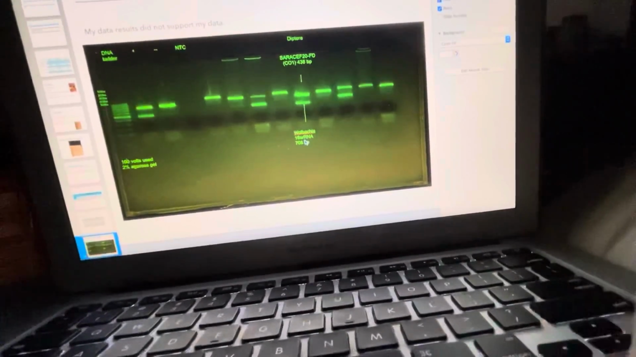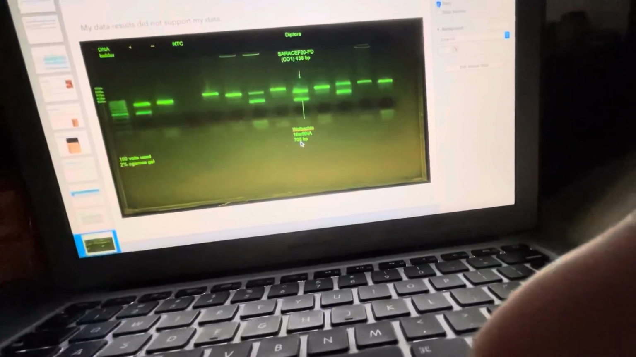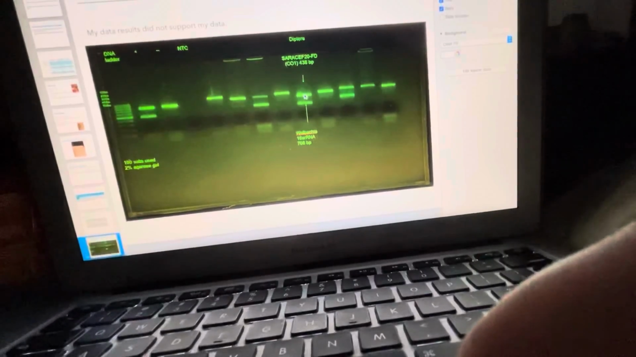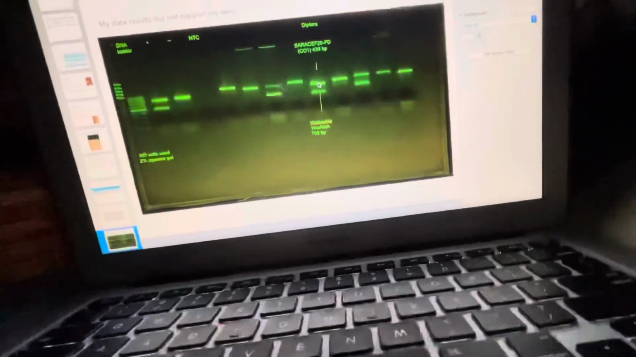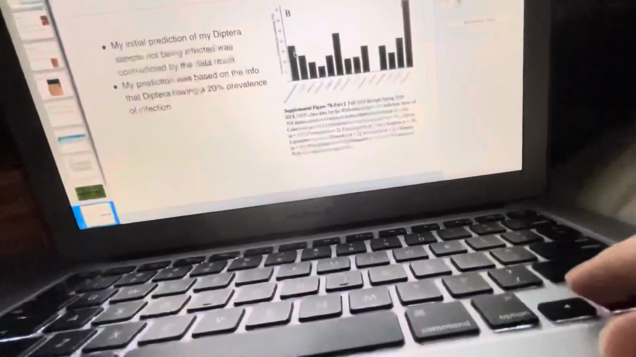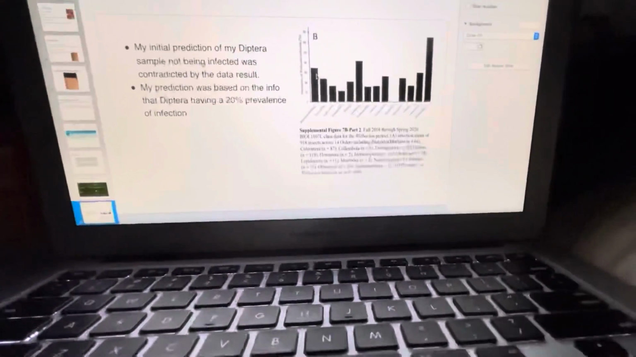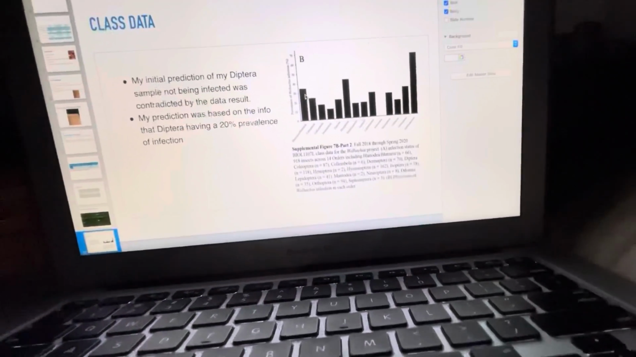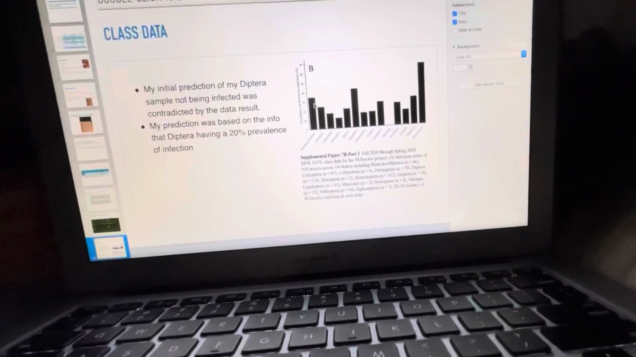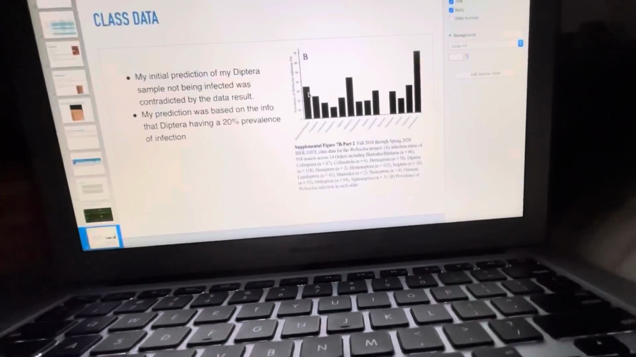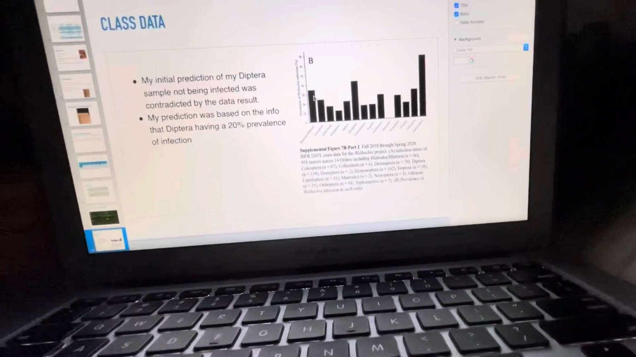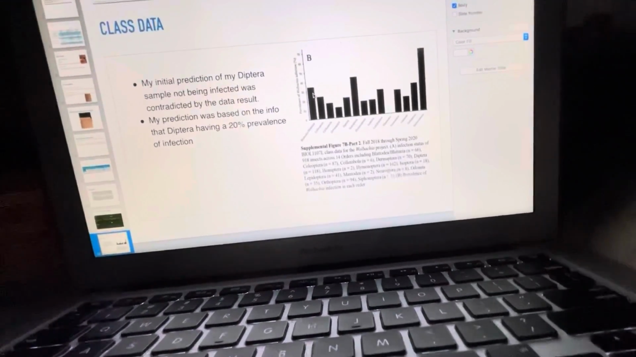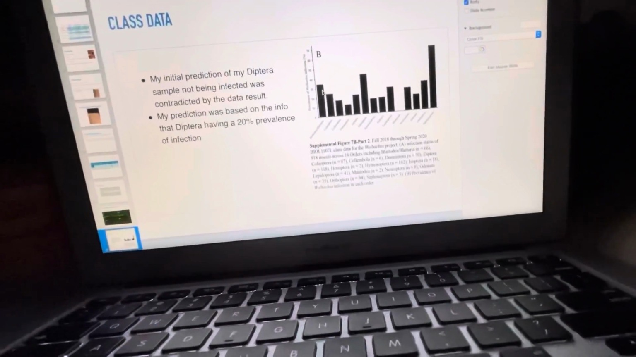Oh, and the Wolbachia was located at 708 base pairs, and my sample was located at 438 base pairs. This was the class data that my prediction was based on. My initial prediction of my diphtheria was not being infected, and it was contradicted by data results from the last slide.